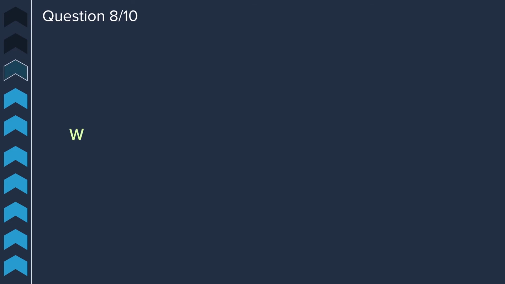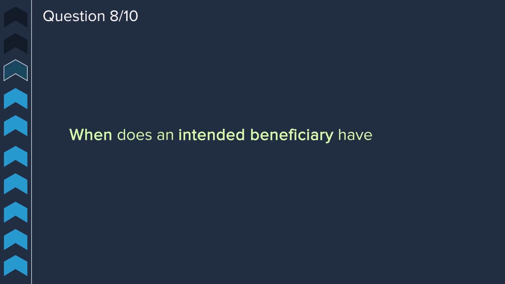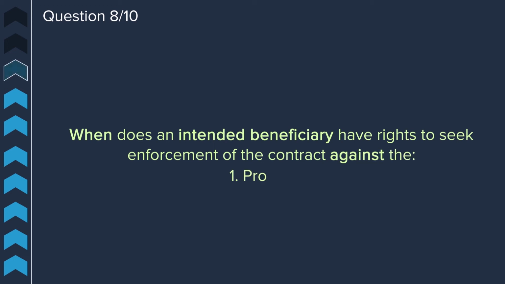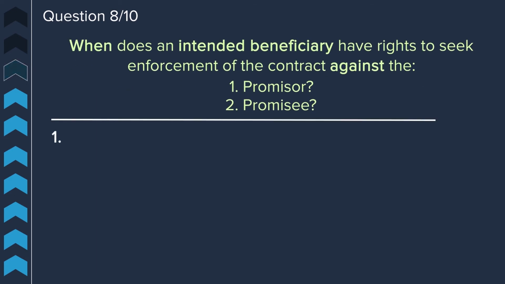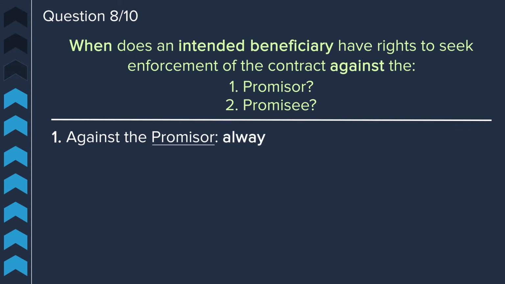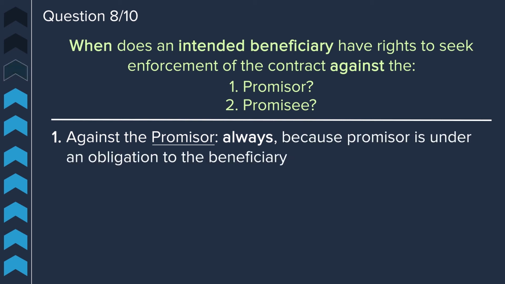Question 8. When does an intended beneficiary have rights to seek enforcement of the contract? Against first, the promisor, and second, against the promisee. First, against the promisor, an intended beneficiary always has the right to seek enforcement of the contract because the promisor is under an obligation to the beneficiary.